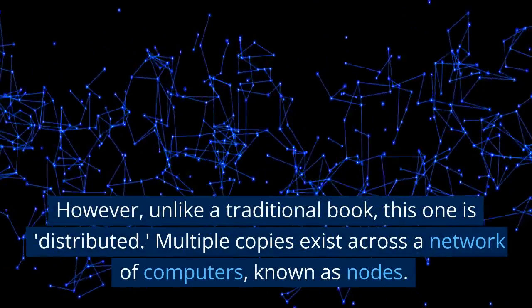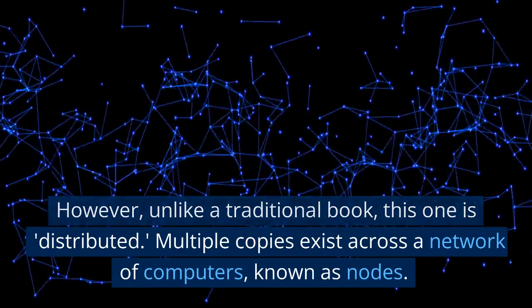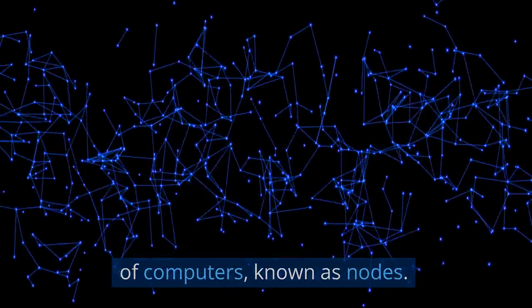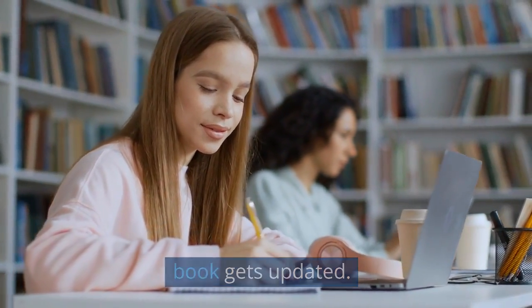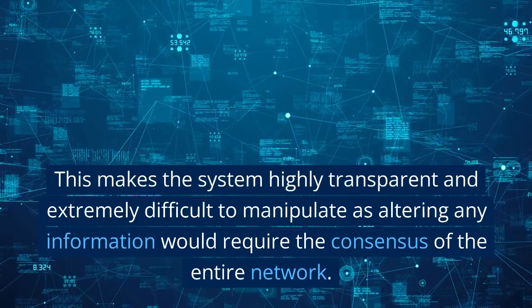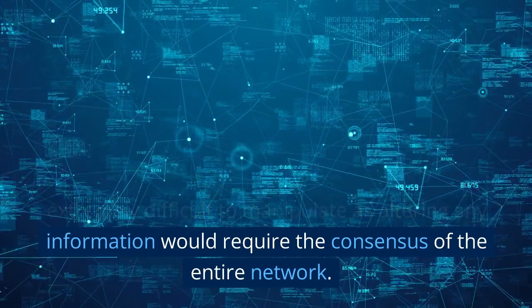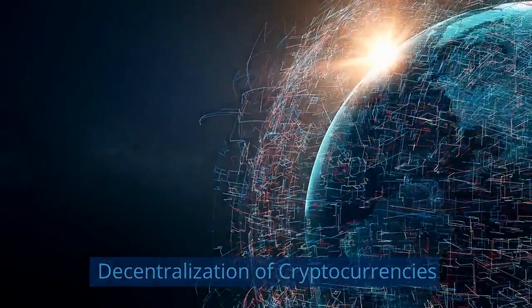However, unlike a traditional book, this one is distributed. Multiple copies exist across a network of computers, known as nodes. Each time a new block is added, every copy of the book gets updated. This makes the system highly transparent and extremely difficult to manipulate, as altering any information would require the consensus of the entire network.